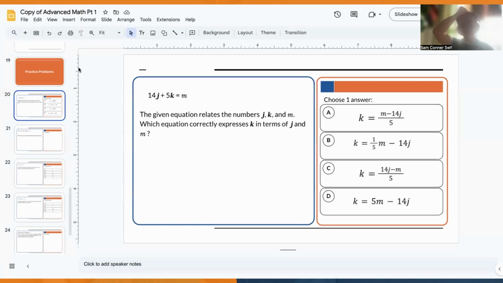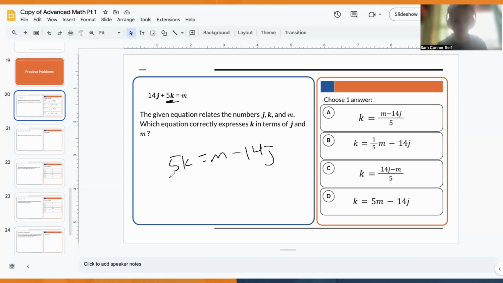So again, this one is pretty easy. It's just going to be about moving around these terms so that you isolate the variable that they are looking for, which is k. So the first step is going to be to subtract the j from both sides. So it's going to get 5k is equal to m minus 14j. And then you still have to isolate that k, get that coefficient to be 1. So we're just going to divide both sides by 5, to get k is equal to m minus 14j all over 5.